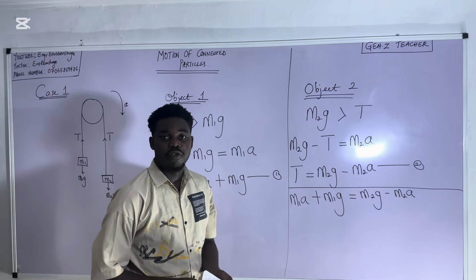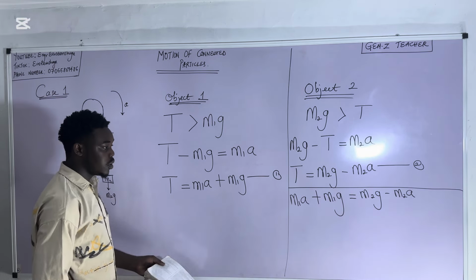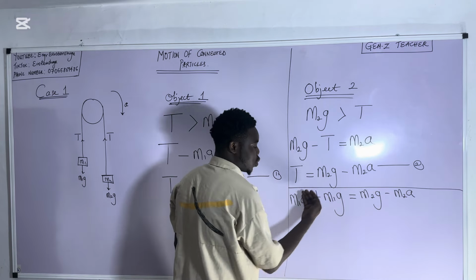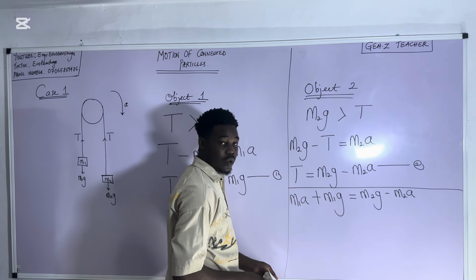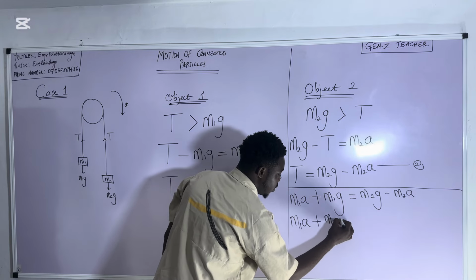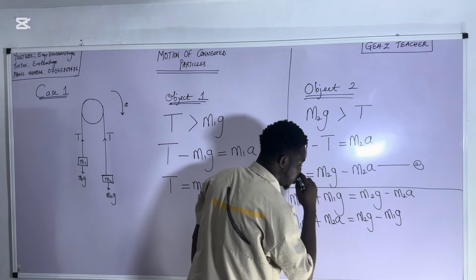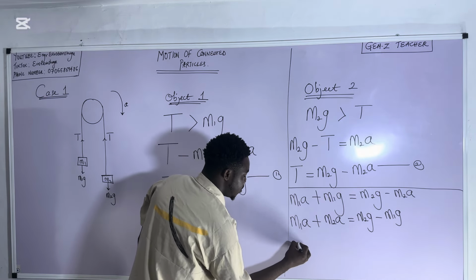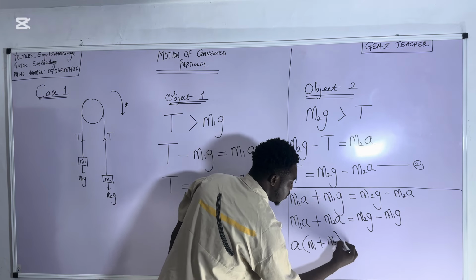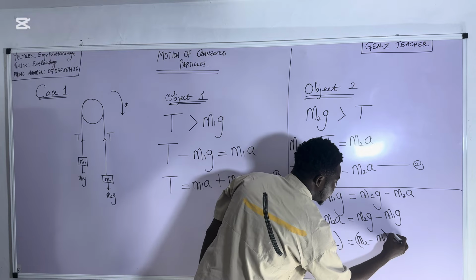Remember, we are trying to get a formula for the acceleration of these two bodies moving downward. So let's solve to make a the subject of formula. We're going to bring m2a this way and take m1g that way. We're going to have m1a plus m2a equals m2g minus m1g. Now what is common here? a. Bring out a and open a bracket to have m1 plus m2. What's common here? g. So we'll say m2 minus m1 all in bracket, times g.